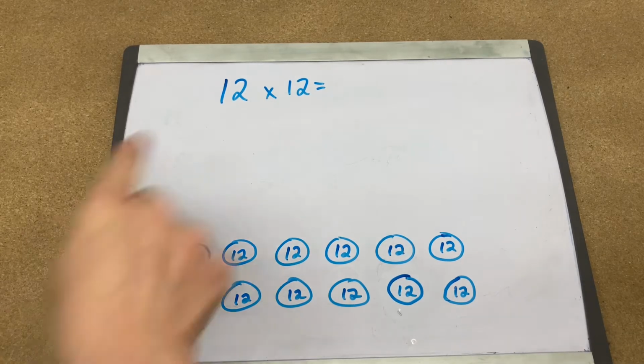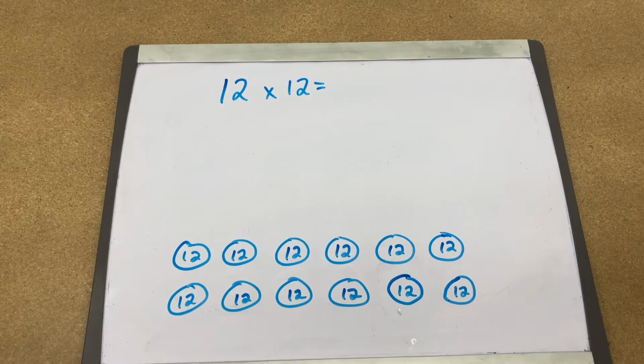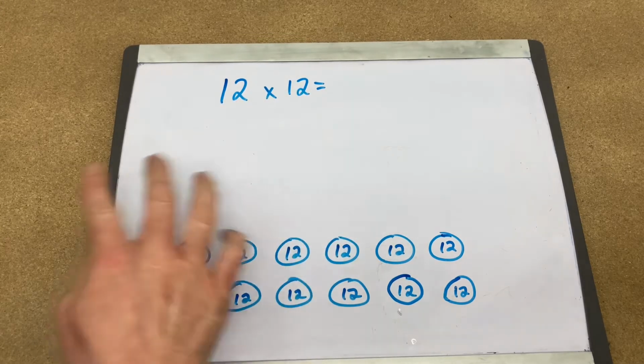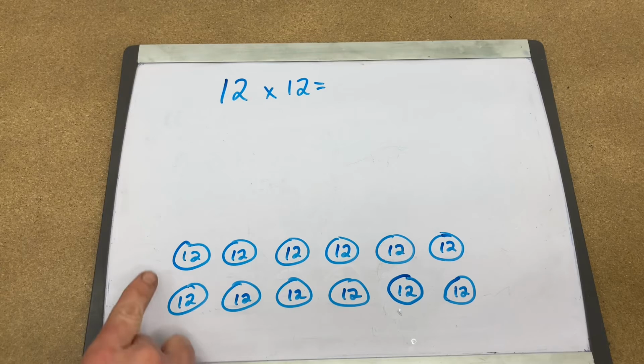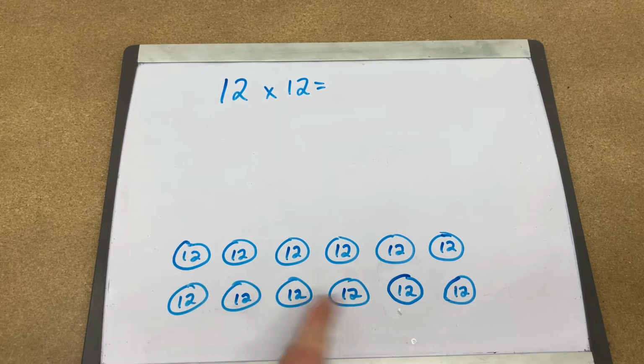To multiply 2-digit times 2-digit, we have to first understand what it is. So 12 times 12, and because we've done so much multiplication, we know that we have to draw 12 groups and put 12 in each group. So let's take a look at this. We need to add 12 groups of 12. So we're looking for shortcuts.